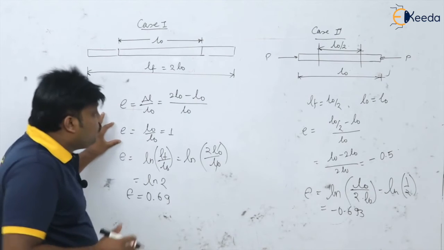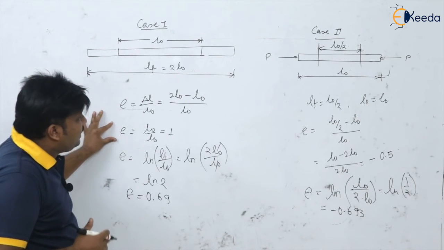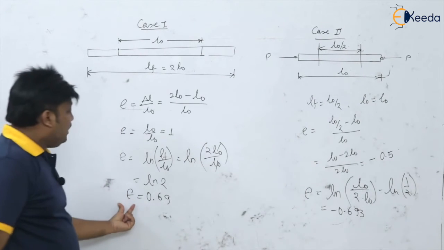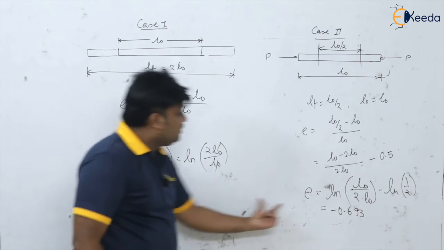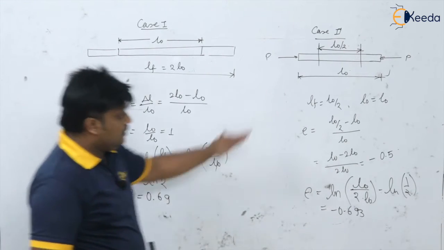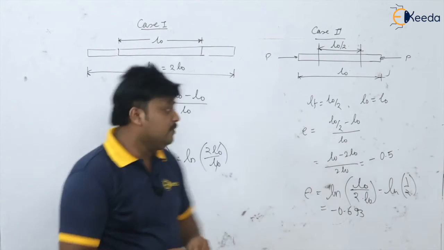This is the value of true strain. This is the value of nominal or engineering strain. This is also the engineering strain, and this is the value of the true strain. This is the true strain. Of course, positive for tension; for compression, the value of strain will be negative.